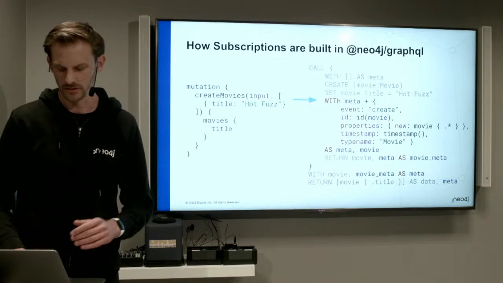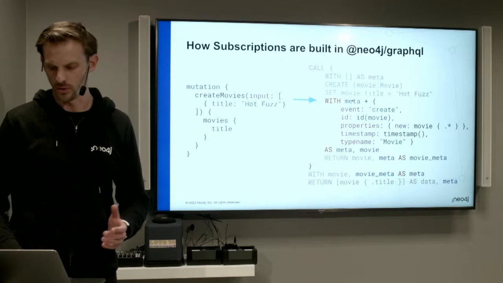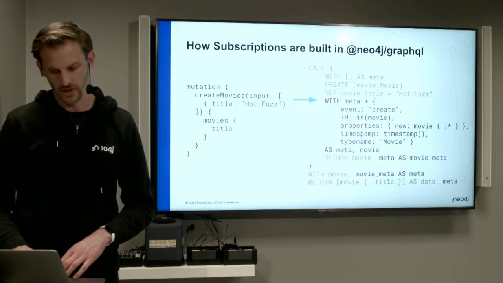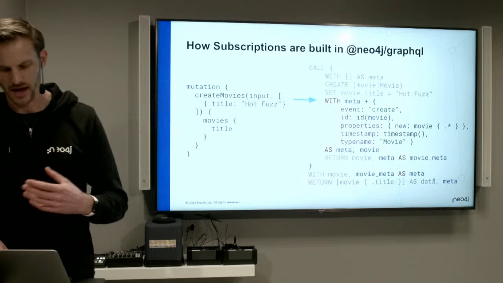But what the library needs to do is inject this additional data here called meta with the information that we could consume before in the Apollo Studio, for instance, where we define, this is going to be a create event. It has the type name of a movie. We have the timestamp here and some additional information. And down here at the bottom, you see we also return this. And that's exactly, we can tie it back again.